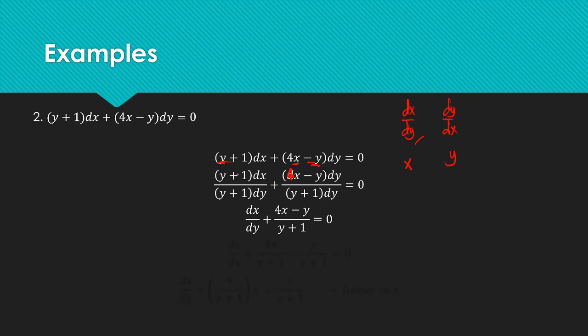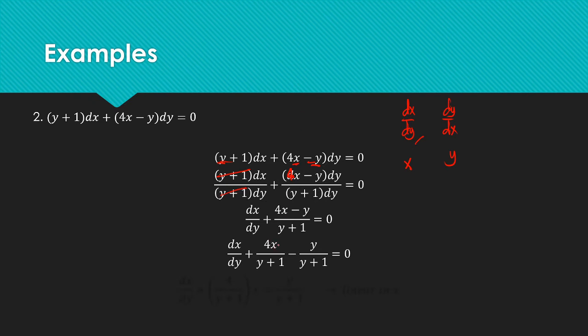So, divide natin yung whole equation by (y plus 1) dy para matira na lang dito is dx over dy. So, cancel na to. Dinivide natin dito yung buong equation. Ang lalabasan class is dx over dy plus (4x minus y) over (y plus 1) is equal to 0. So, next na gawin natin is kailangan mahiwalay natin yung may x. Pag hiniwalay natin yung may x, ito lang yun, 4x. So, magiging dx over dy plus 4x over (y plus 1) minus y over (y plus 1). So, nahiwalay na natin to.